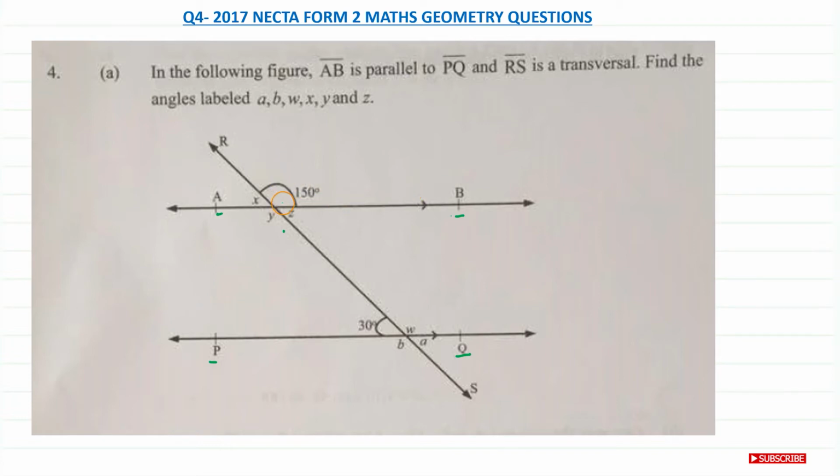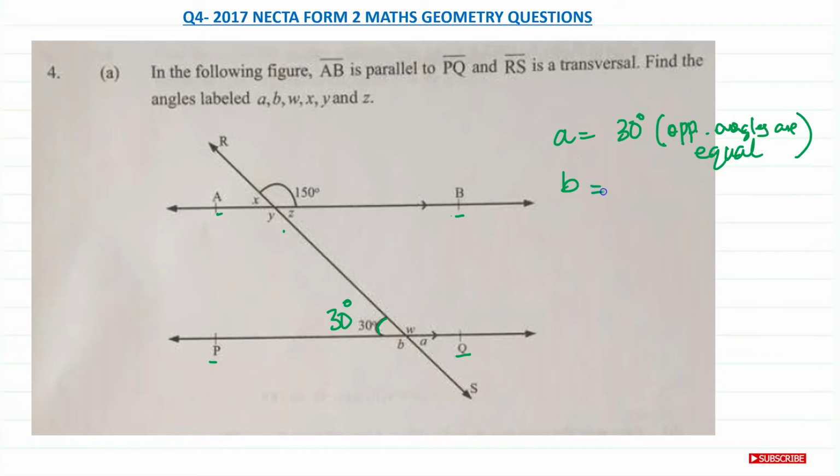So what is A to start with? Well, I've got here, this is 30 degrees. So I'm going to write it just in case you can't see. That is given. So A is going to be equal to 30 degrees. Okay, so what's the reason? Opposite angles are equal. Okay, so you must give a reason. So A is done, and now we need to look for B.